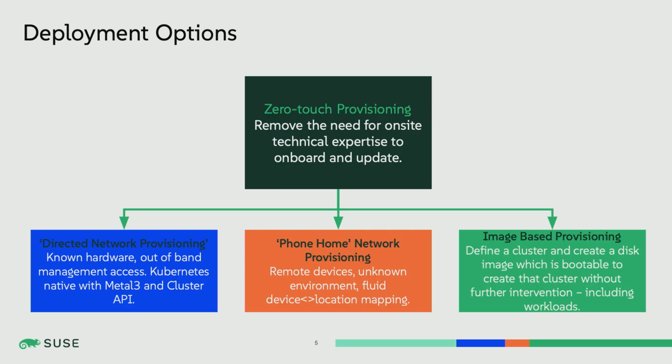Now, when it comes to deployment options, we have largely identified 3 different deployment paradigms. So we have directed network provisioning, phone home network provisioning, and image-based provisioning. The first one, we basically talk about Cluster API. So we have hardware and a means of accessing the bare metal servers. So we are able to provision and lifecycle our infrastructure using Metal3 and Cluster API.